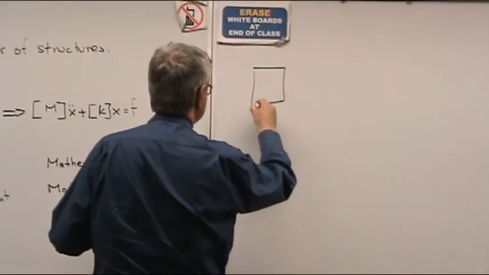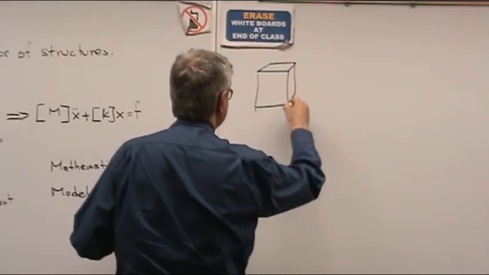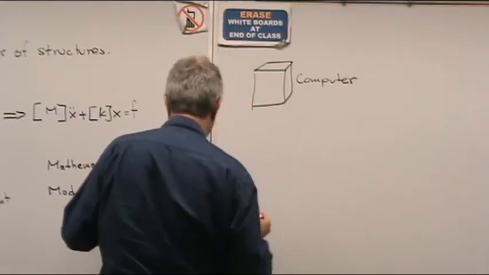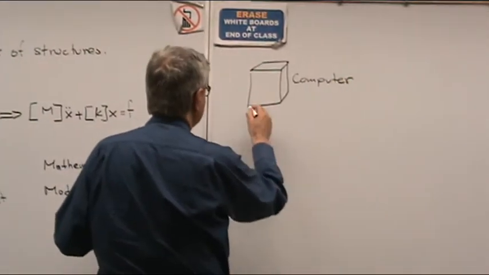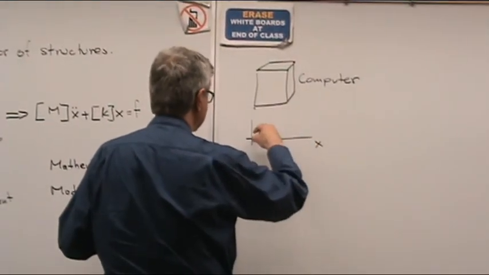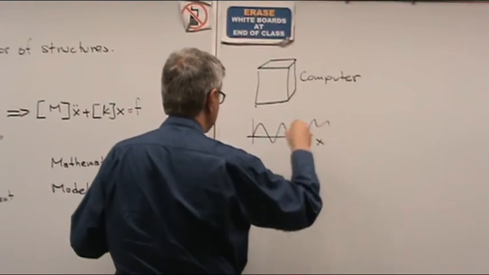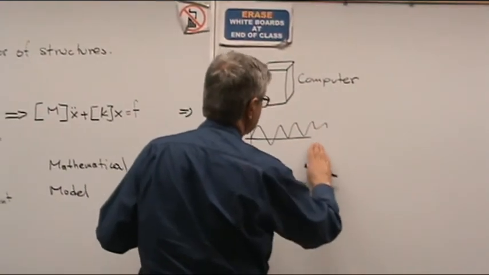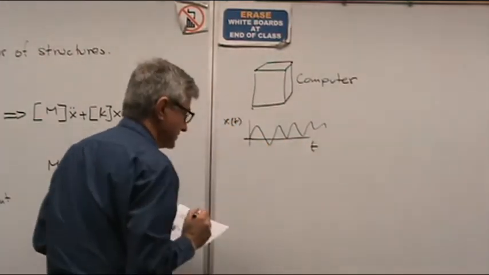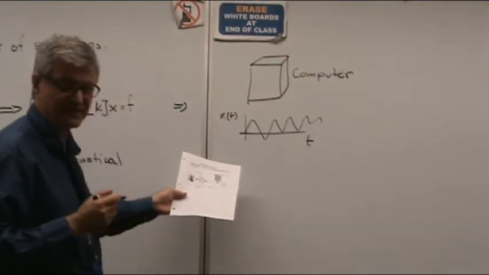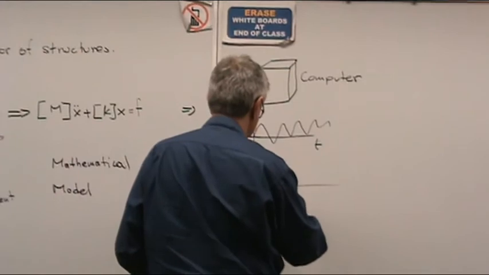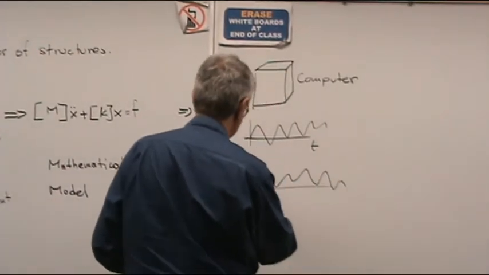So let's say that this box is a computer here, and what you get is the displacement or the stress as a function of time. I'm sorry. So this is the time here, and this is the displacement. Using the displacement, you can find the stresses. Okay, you can find a bunch of displacements at different locations.